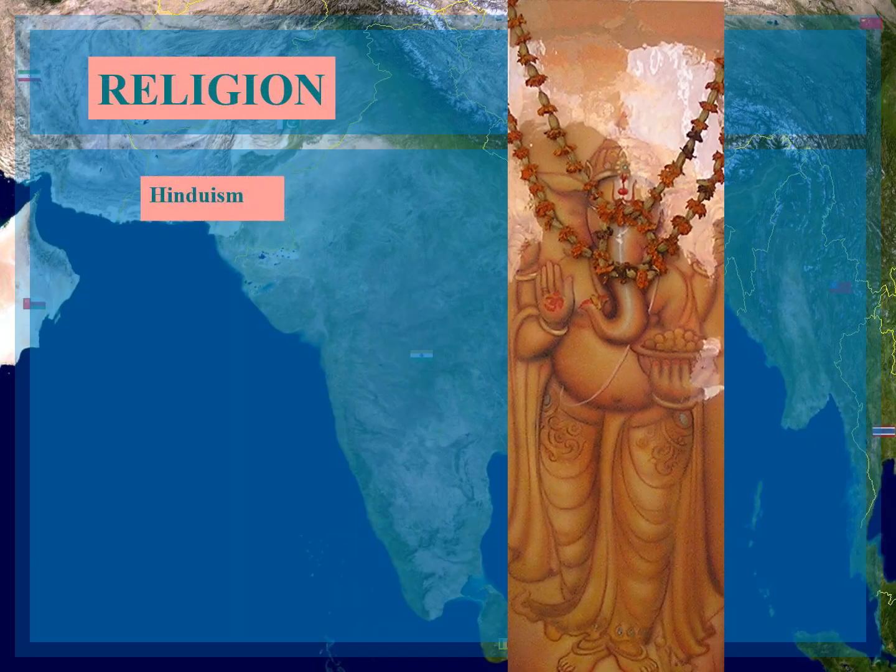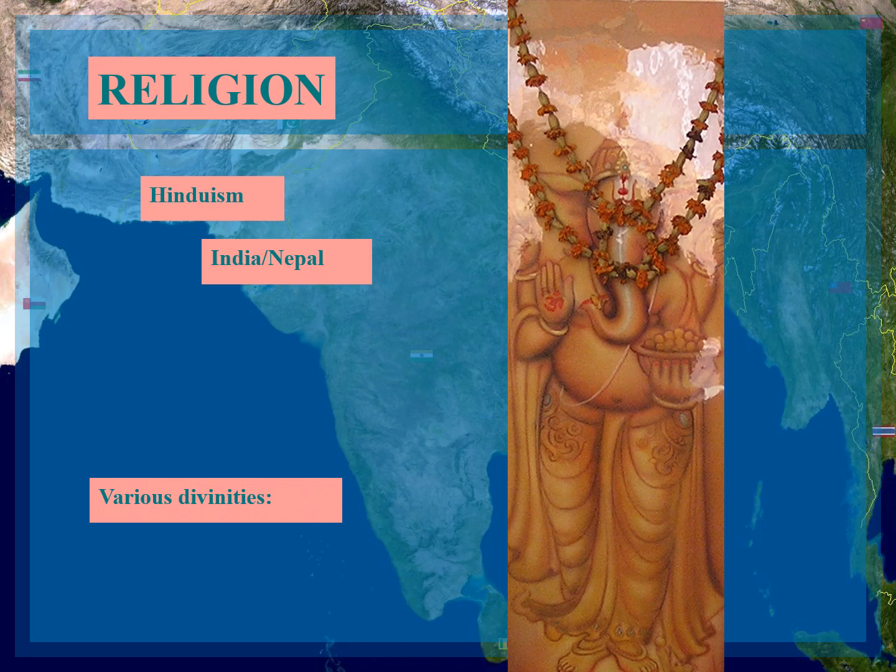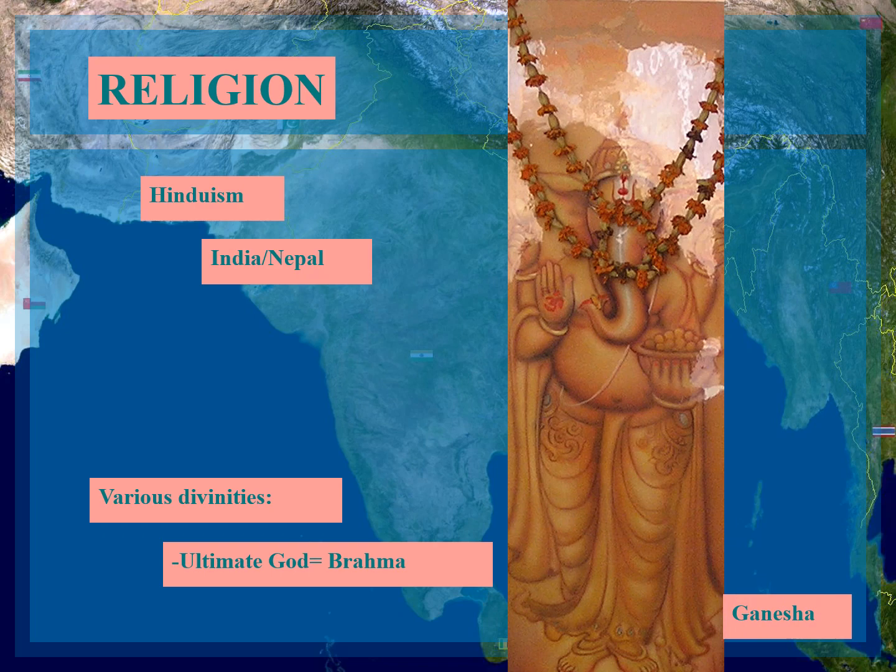All right, so let's talk about religion in this region. The dominant religion of India and Nepal is Hinduism. Hindus are polytheistic, which means they have belief in multiple deities, right? So there is one ultimate god, Brahma, and various other deities. A lot of them are modeled after things that the individuals might have seen in their life. So, for example, an elephant god, a monkey god, all those are part of the religion.